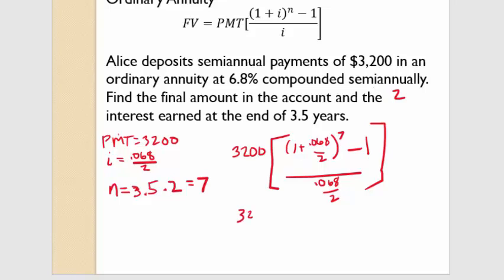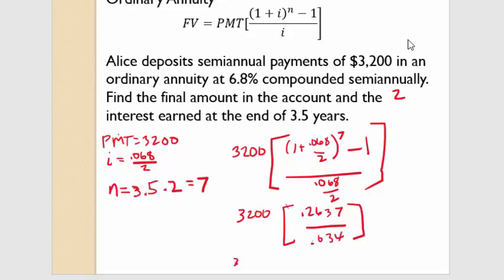So we have 3,200 times, I'll find the number for the numerator first. So we have 0.068 divided by 2 equals, plus 1 equals, raised to the, so y to the x, 7th power equals, and then minus 1 equals. So in the numerator I have 0.2637. And again, you want to try to write out as many decimals as you can, because the more decimals you write out, the more accurate the number will be.